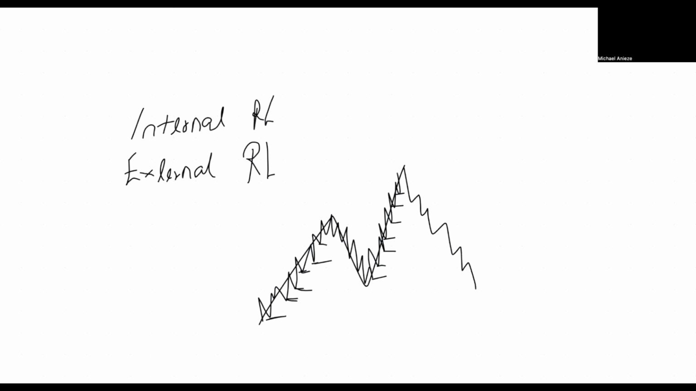Now, talking about external range liquidity. External range liquidity are liquidity points outside structure. Outside structure. So these are liquidity points outside structure. Now, when you're talking about liquidity points outside structure, these are your highs, these external highs, right?